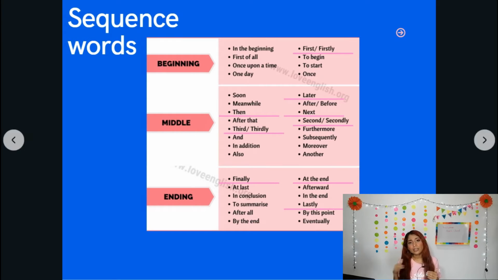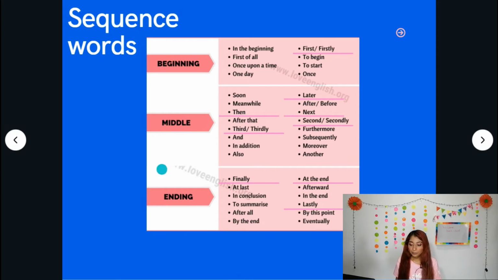In the middle, if we are talking about the middle of a story or a short paragraph, we can use soon, meanwhile, then, after that, third, in addition, also, later, after, before, next, second, etc. So please, you just need to pay attention to the ones that are underlined, but I'm showing you the rest so you can have more ideas, more words to use, so you don't need to repeat any of these.